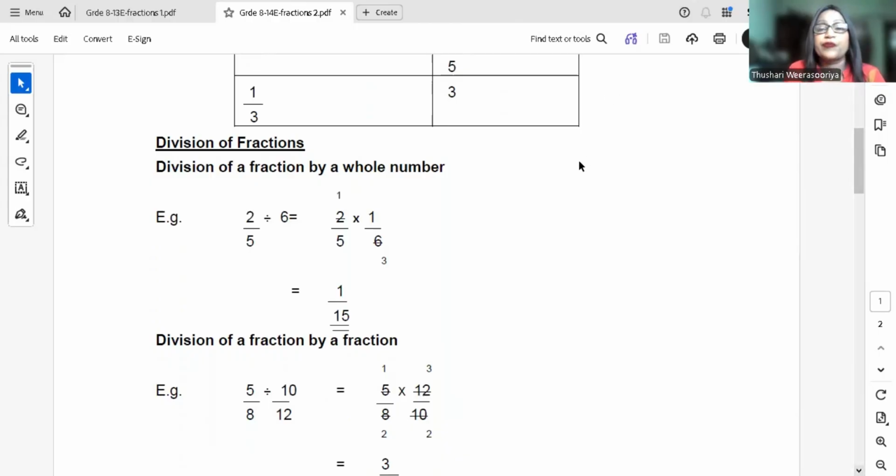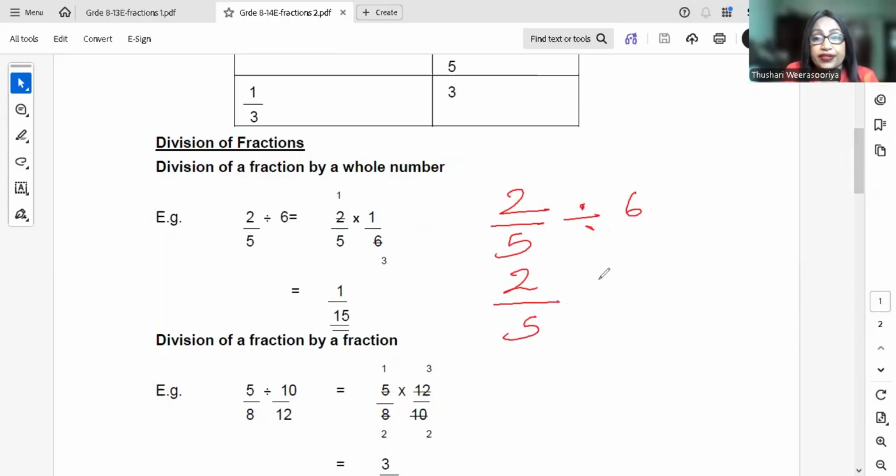Now look at this. Actually, in mathematics, there is no division. We assume 2 over 5 divided by 6. When you have a division question, we convert this into multiplication. The first fraction stays as it is. We don't do anything to the first fraction. Division will become multiplication. Then 1 over 6.